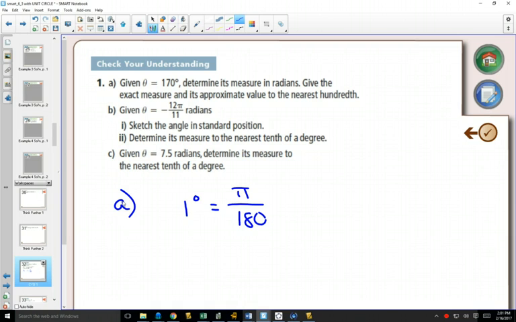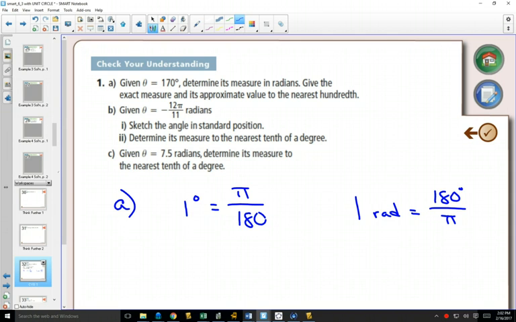So this is one of our formulas. 1 degree is pi over 180. Can you see that you're going to mix these up just like I just did? Because they're so similar. 1 degree is pi over 180. 1 radian is 180 over pi. So what are ways that we can help us remember?